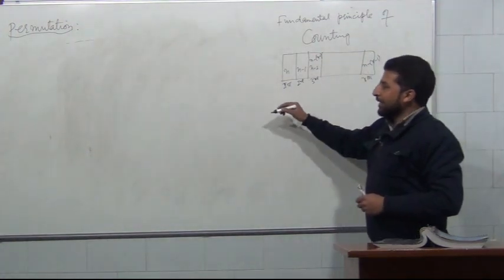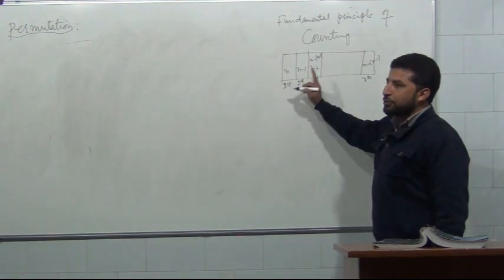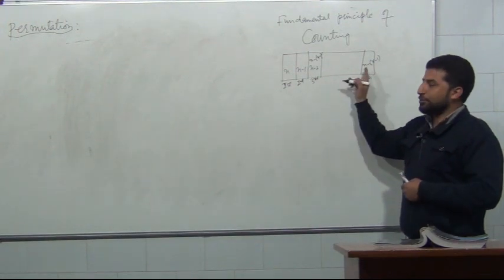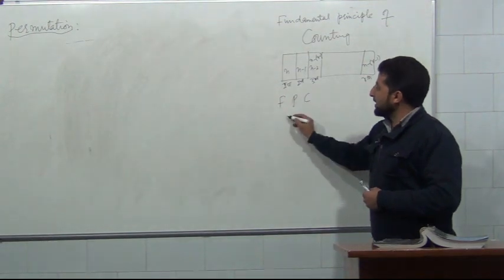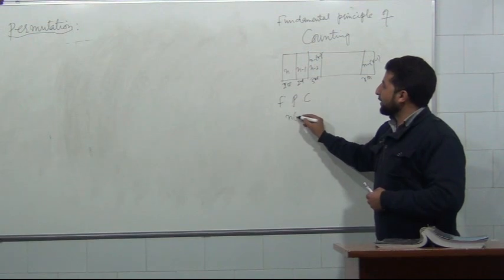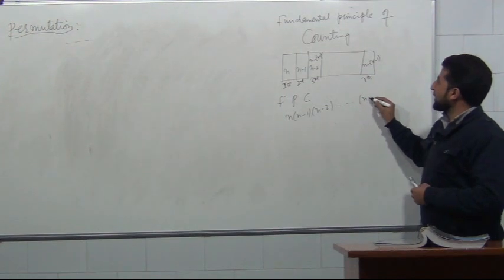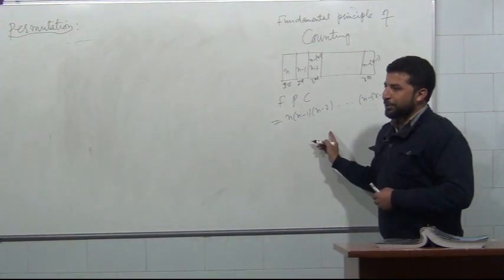By fundamental principle of counting, which states that to fill first place if you have n options, to fill the second place you have n minus 1 options, to fill the third place you have n minus 2, and so on. By fundamental principle of counting, the total number of ways is n into n minus 1, n minus 2, and so on, up to n minus r minus 1. You have these many options.